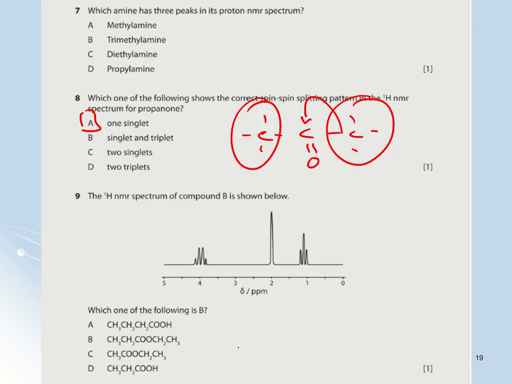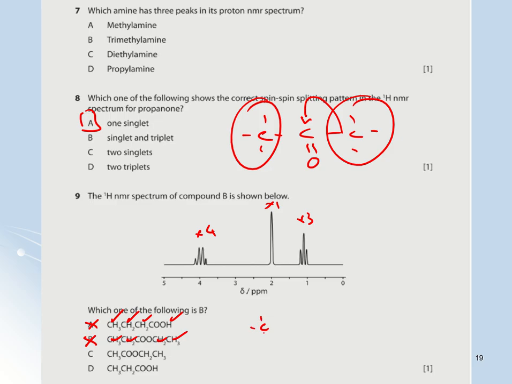Which one of the following is B? So we have a quartet, we have a singlet, and we have a triplet here. So let's go through and see what correlates. Oh, sorry, we have 3 signals. First of all, this A has got 1, 2, 3, 4 signals, so I'm not even going to draw A out. B has got 1, 2. It's an ester, so these 2 groups will be different as well. 4 signals also. Let's get rid of B.